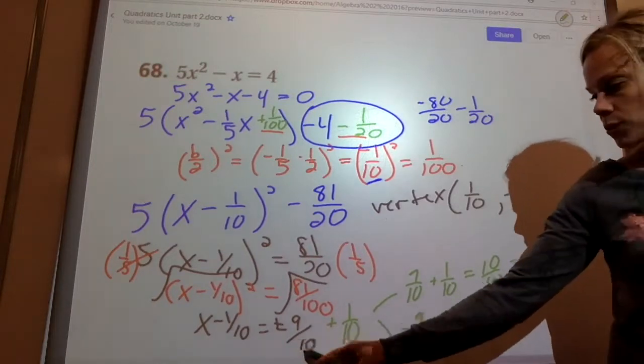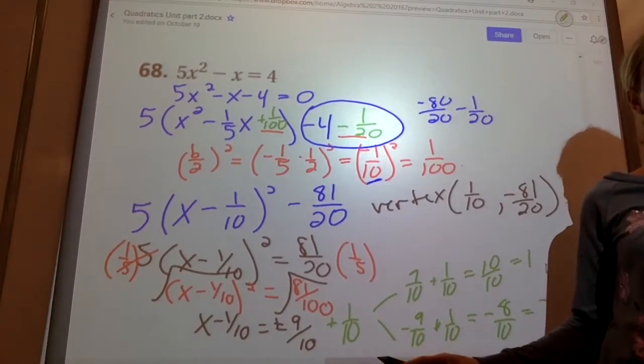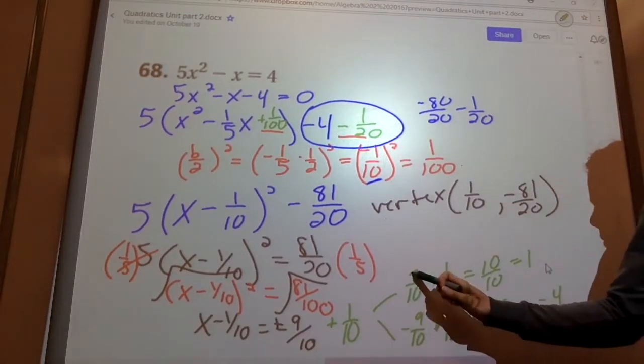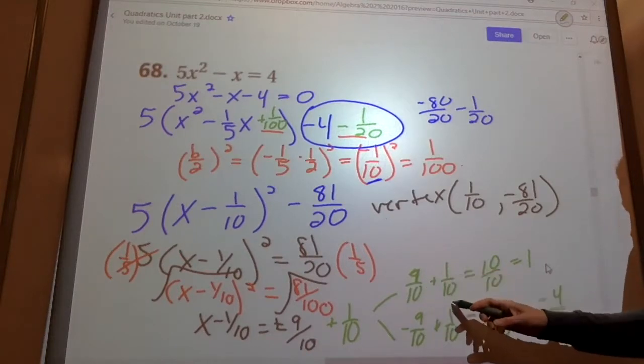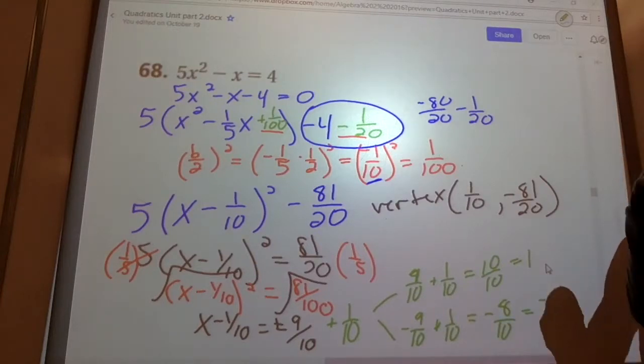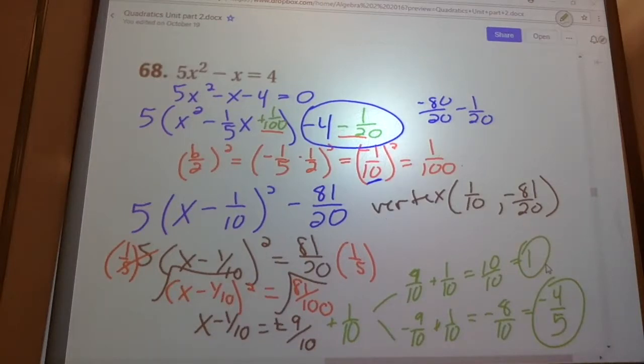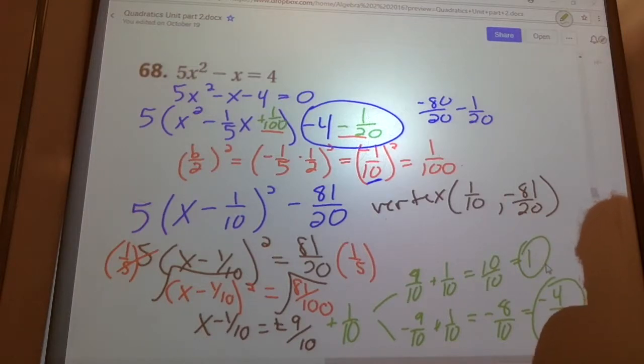Because if you're taking plus or minus 9/10 plus 1/10, you can actually simplify it. You combine like terms. So I take the positive 9/10 plus 1/10, and I take the negative 9/10 plus 1/10. When your radical goes away, you can actually use the plus and minus to find both answers. So I get 1 and negative 4/5. So when your radical goes away, if you're doing vertex form and you square root both sides and your radical goes away, you need to keep going and do both add and subtract.